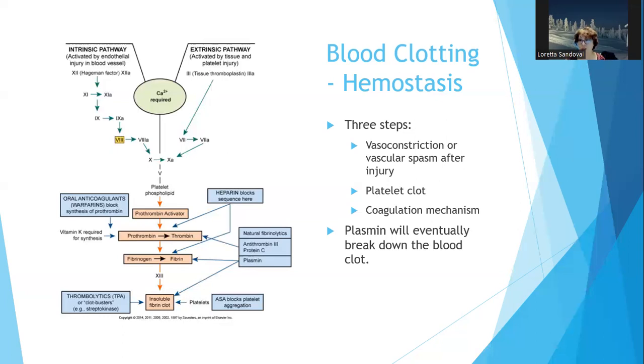If you have a clot wandering around in your circulatory system, that could cause a heart attack, that could cause a stroke, that could cause a pulmonary embolism. So lots of issues with clots. You have to have just the right amount of clotting and not too much. Just like a lot of things in the body, it's very Goldilocks. It can't be too much, can't be too little. It has to be just right.